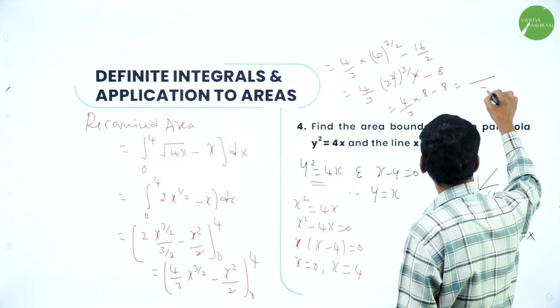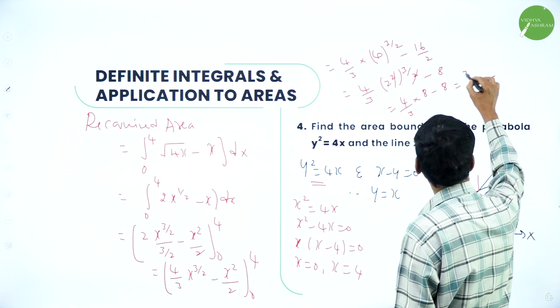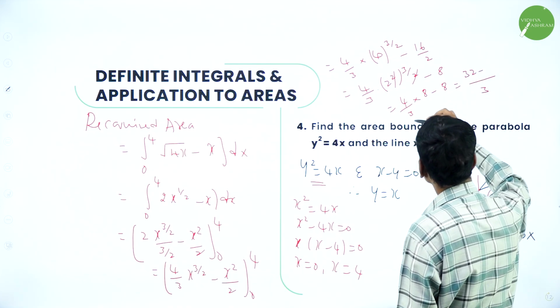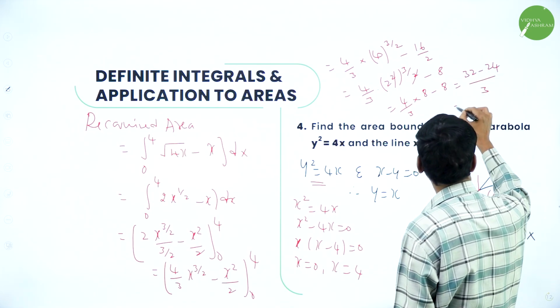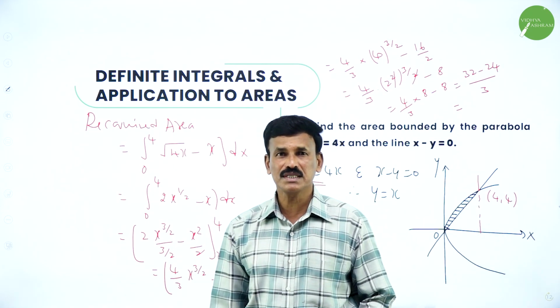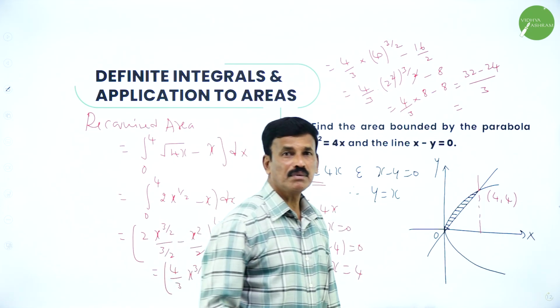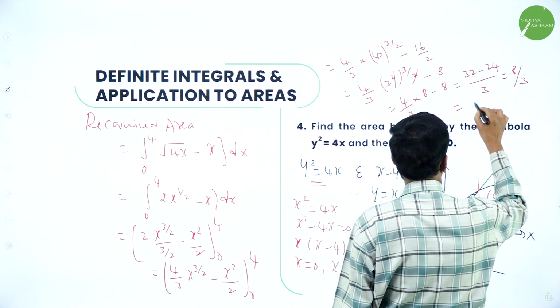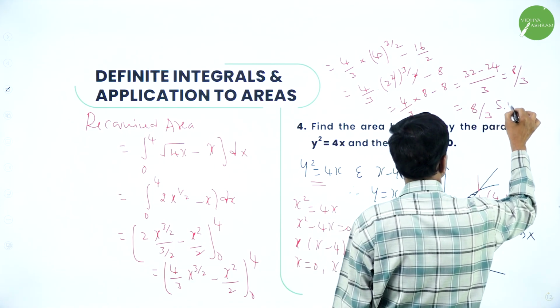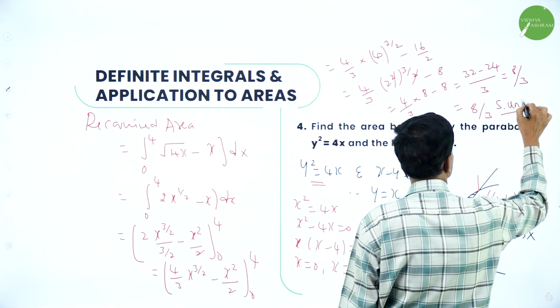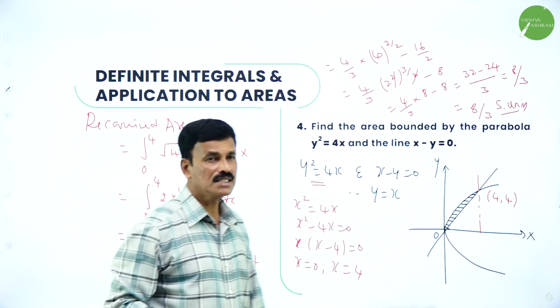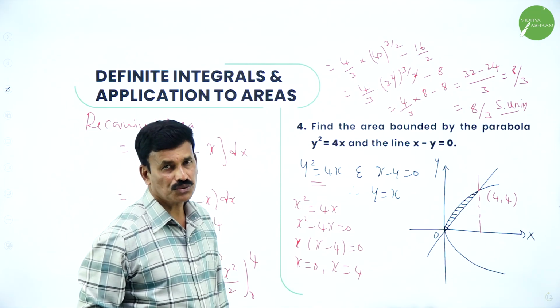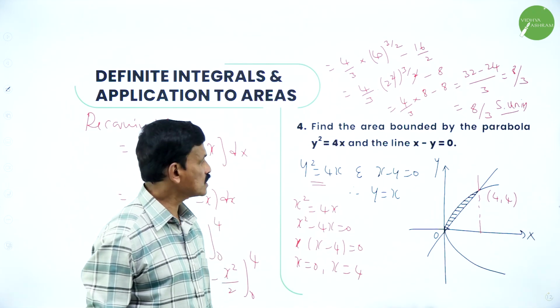Take the LCM, 3 is the LCM: 32 minus 24, divided by 3. What is this equal to? 8 by 3 square units. So this is equal to 8 by 3 square units. Therefore the required area is 8 by 3 square units. Hope you followed. Very simple.